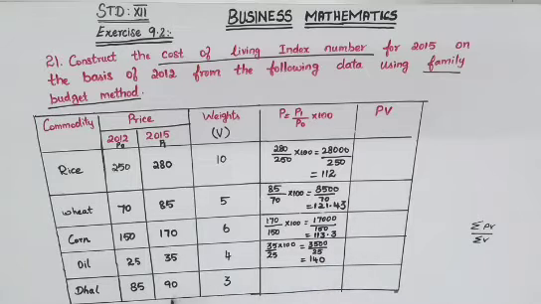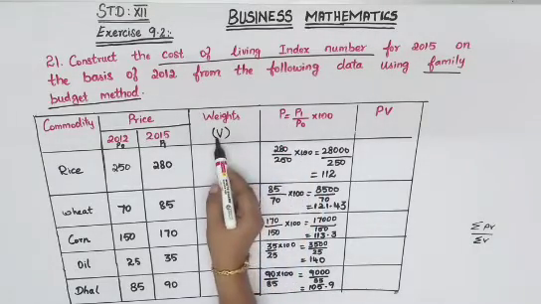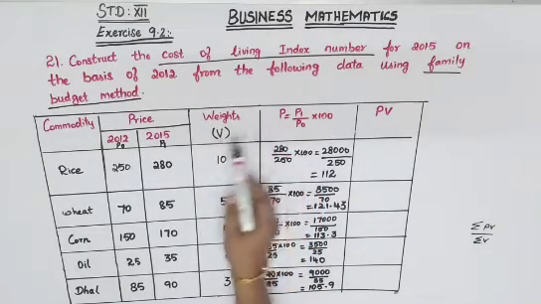The last one is 90 and 85. So 90 into 100 divided by 85, otherwise 90 divided by 85 into 100. Which is equal to 90 into 100, you will get 9000 divided by 85, and if you divide, you will get your answer 105.9. Now the next column is PV. Okay, so P we have got as your price, V is your weight. So P and V you have to multiply.